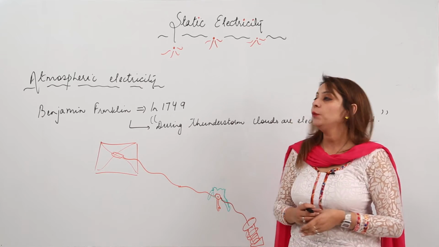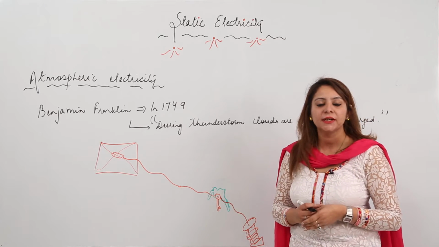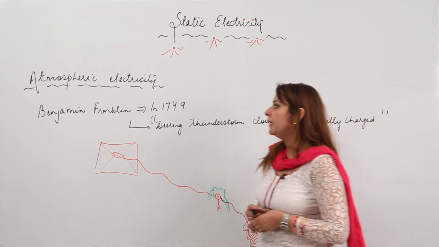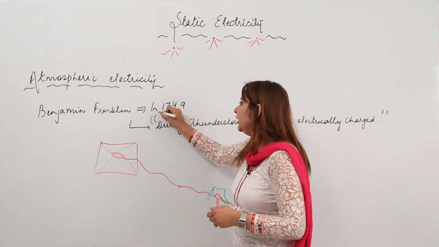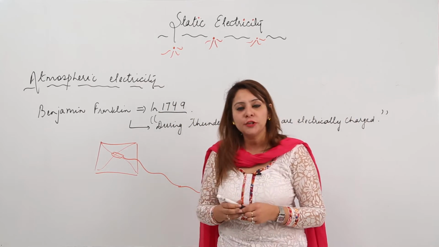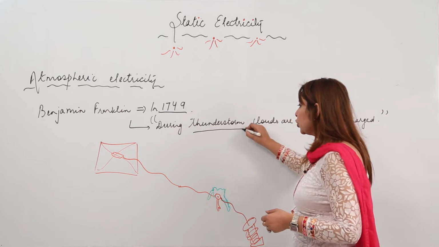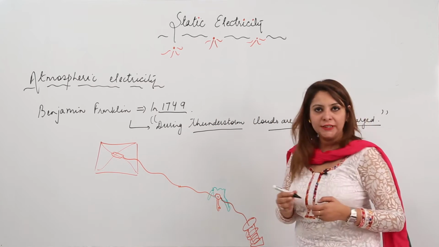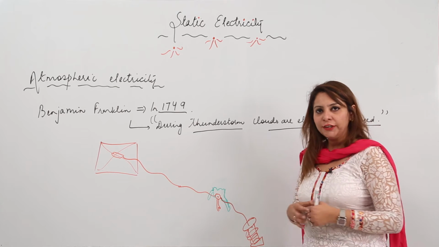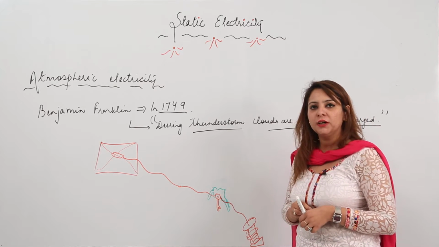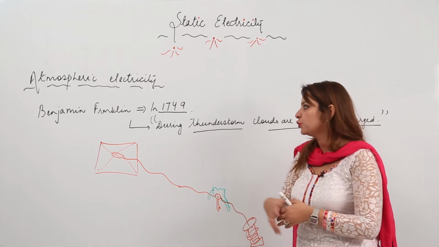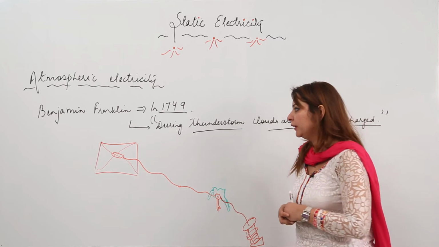Now we are going to study atmospheric electricity. It was first studied by Benjamin Franklin in 1749, and he actually proved that during a thunderstorm, clouds get electrically charged. So what activity did he perform which led to the conclusion that the clouds get charged during a thunderstorm?